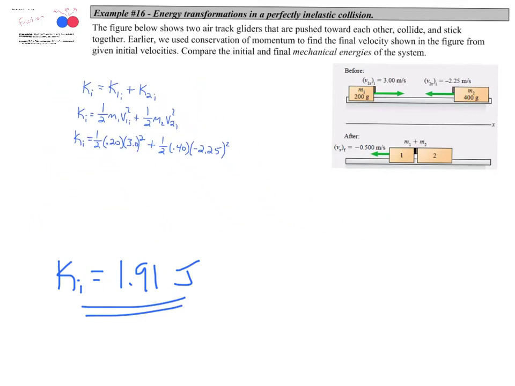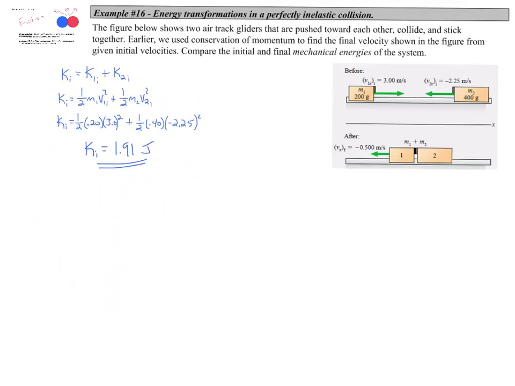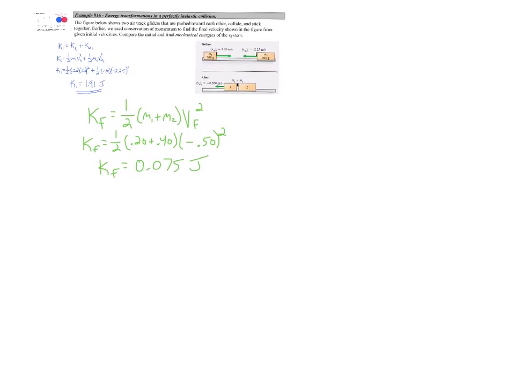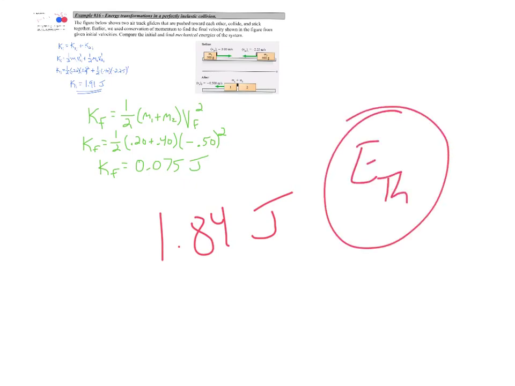So then after this collision, we want to see what changes happen to this energy. Because the gliders stick together and move as a single object, the final kinetic energy is 1/2 the sum of the masses times the square of the final velocity, which works out to a final kinetic energy of 0.075 joules. So what this means is that for this particular collision, we have a difference of 1.84 joules of energy that's been released off into the environment as thermal energy. Okay, and that comes about because of the friction involved in that collision.